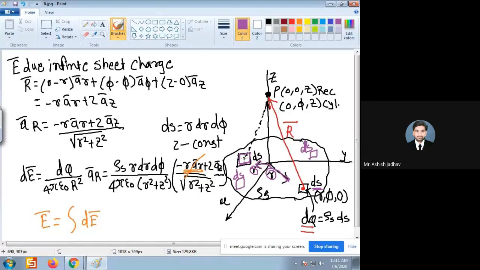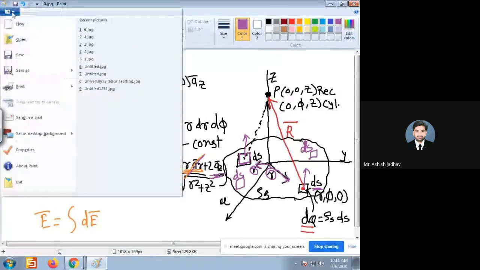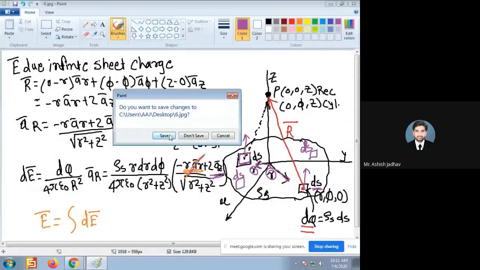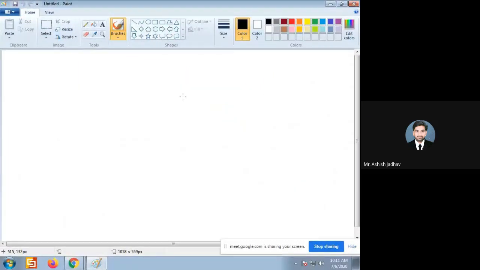So only the vertical components are going to be added. So that's why we have cancelled this one. And we will add the a bar z term only. Right? So next, we have to integrate this.